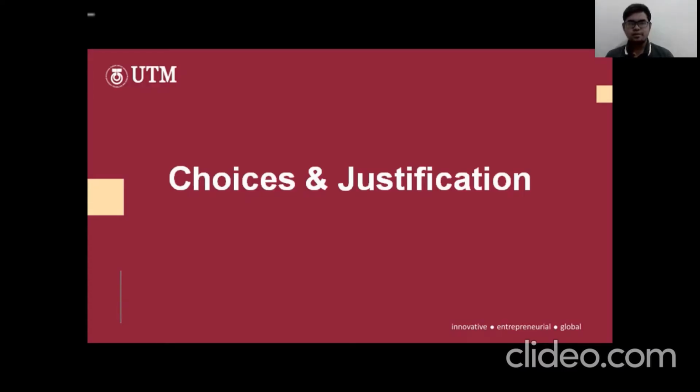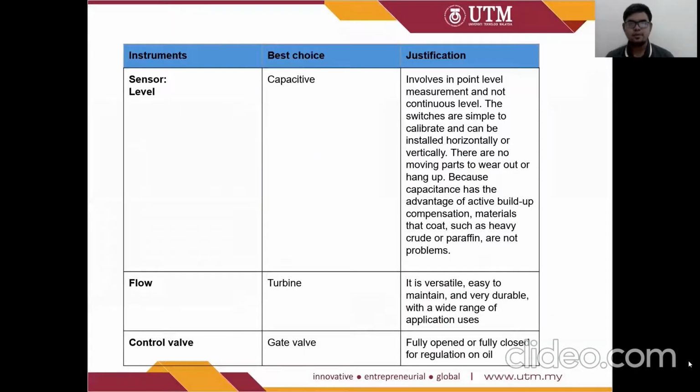Finally, our choices and their justification. For control loop 1, we have chosen capacitive as our level sensor, and control loop 1 involves point level measurement and not continuous. Switches are simple to calibrate and can be installed both horizontally and vertically, and have no moving parts to wear out, as it has the advantage of active build-up compensation. For the flow, we have chosen turbine, and it is versatile, easy to maintain, very durable, and has a wide range of uses.